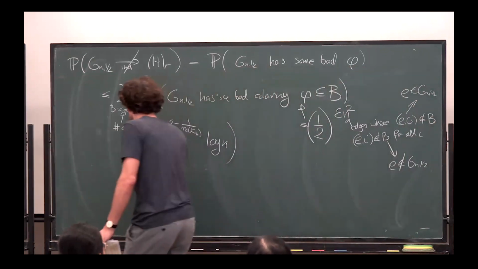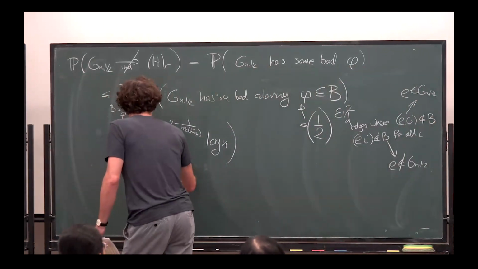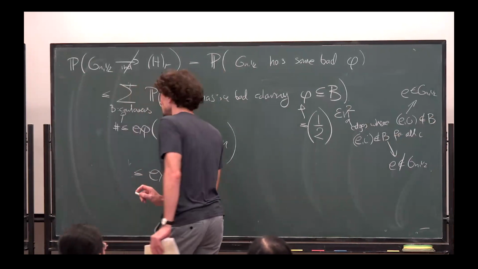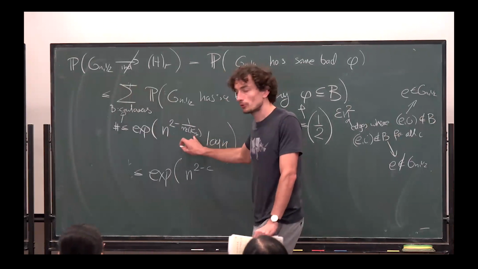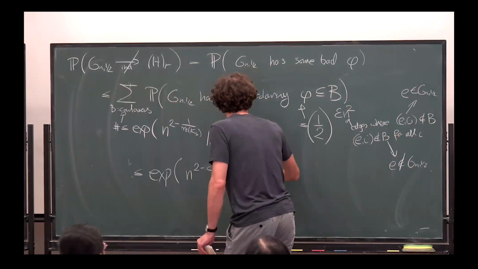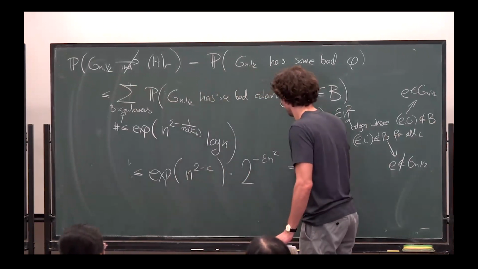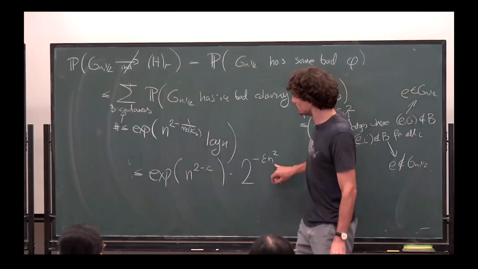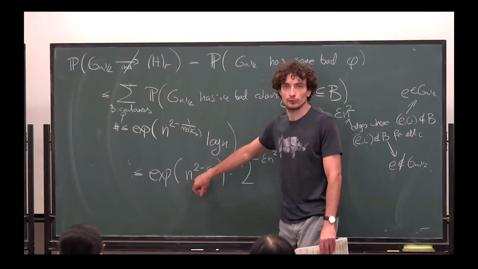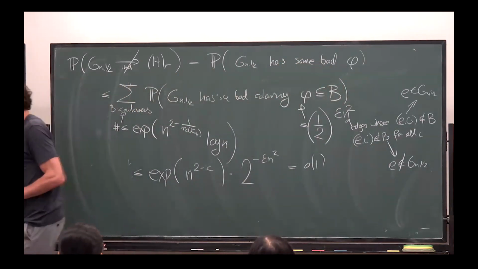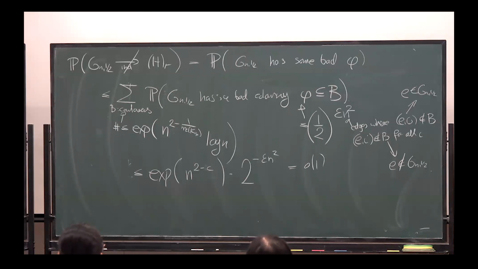And now, we have something exponential in n to 2 minus c for some c that depends only on the number of vertices, times 2 to the power minus epsilon n squared. And this is of course small because this exponential is smaller than n squared. This is exponential in n to 1.999. And yeah, that completes the argument, and I really apologize for going over time.